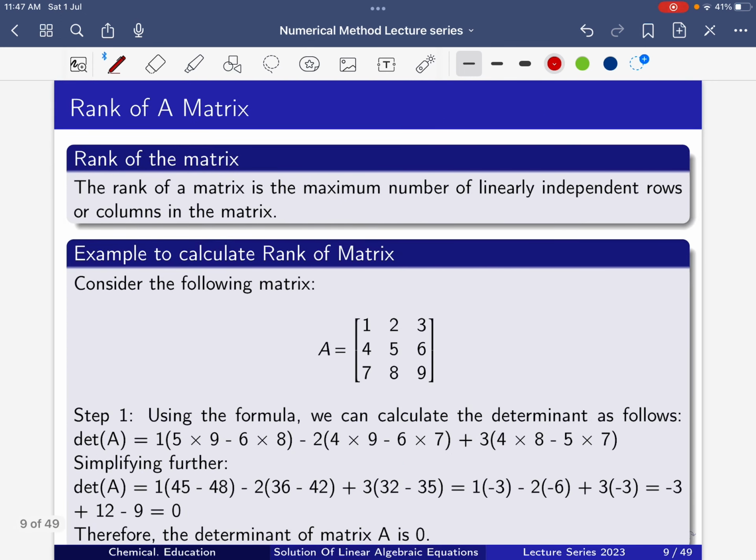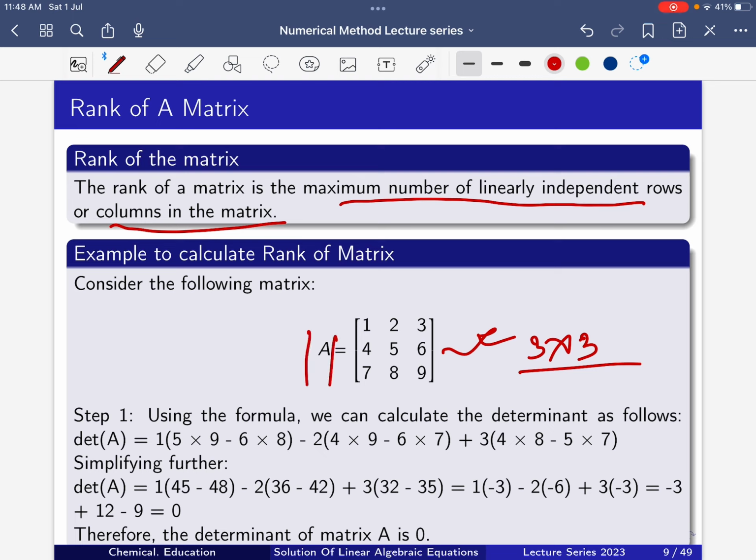Now I'll show you how to calculate the rank of a matrix. First, what is the rank of a matrix? The rank of a matrix is the maximum number of linearly independent rows or columns in the matrix. Now how do we calculate the rank of a matrix? Consider here I'm taking a 3x3 matrix. First step, we have to calculate the determinant of A.